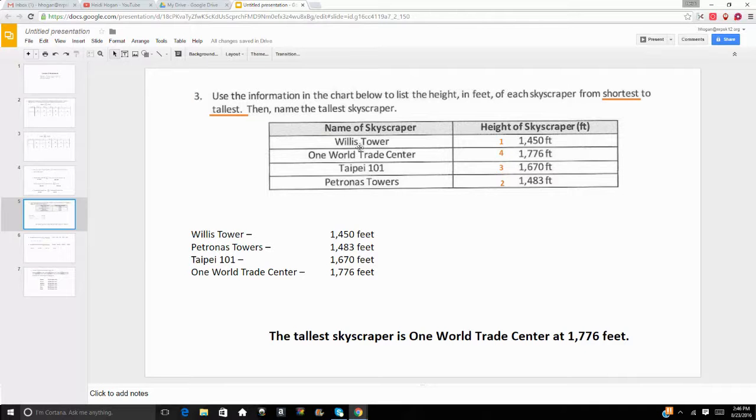So the Willis Tower is the shortest at 1,450 feet. The Petronas Towers are the next tallest at 1,483 feet. The Taipei 101 is the third tallest at 1,670 feet. And the tallest skyscraper in this data table is One World Trade Center at 1,776 feet. And that does say, then name the tallest skyscraper. So the tallest skyscraper is One World Trade Center at 1,776 feet.